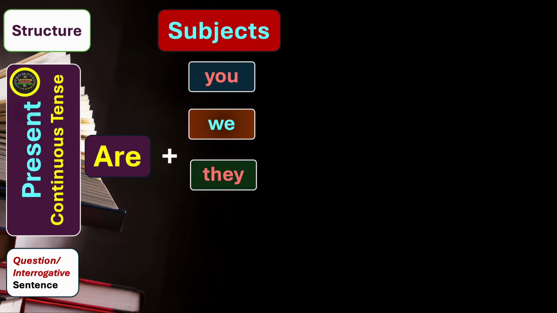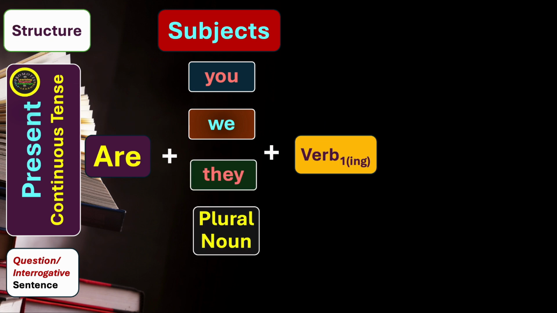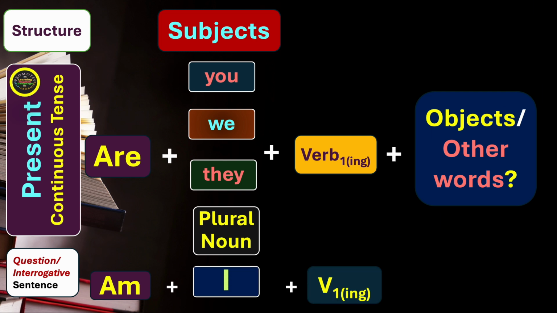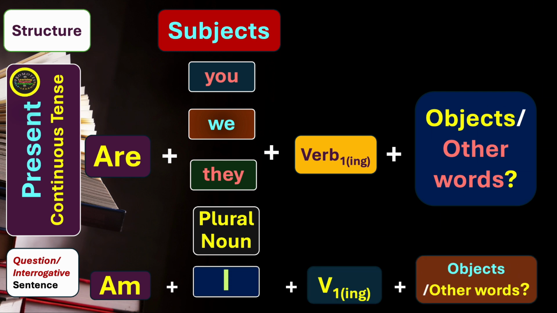We move on to the next stage of our discussion, a structure of present continuous tense in the question or interrogative form of sentence. In this case, we have the helping verb are before the subjects and we write it with capital A. And then we add subjects like you, we, they, and plural noun. And then we have the first form of the verb with ing and then we add objects or other words. We have another structure, am, and then we add subject I. Then we have the first form of the verb with ing. After that we have objects or other words.